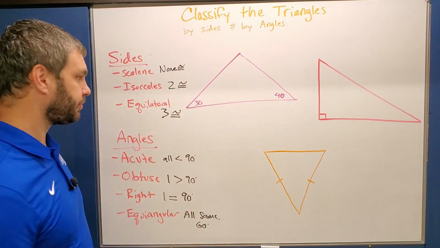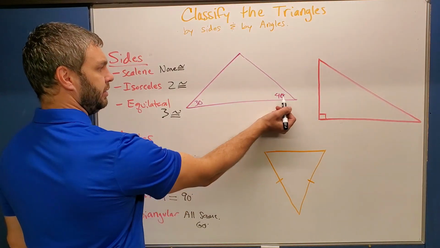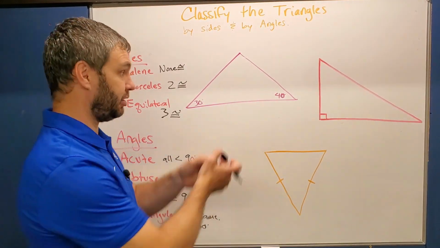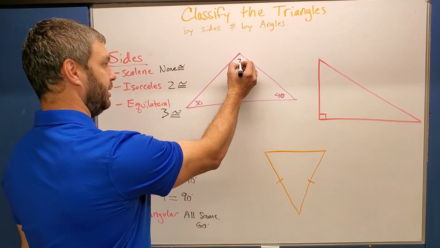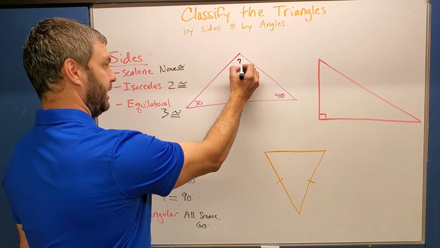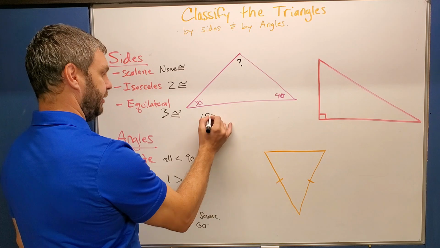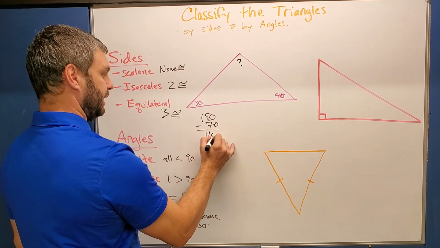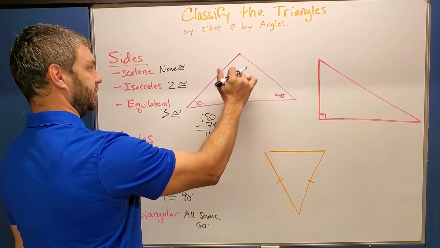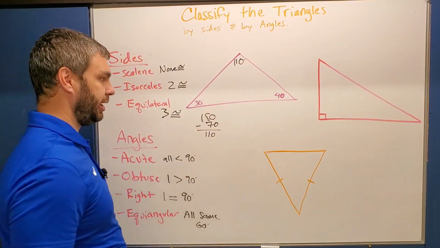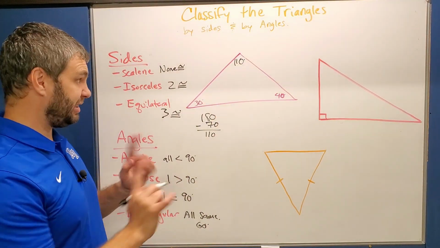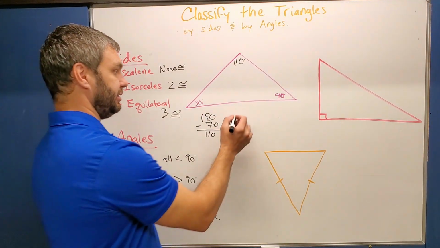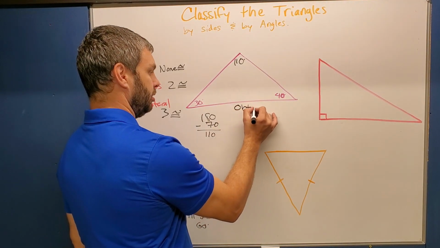Let's try this first one. Here I have a 30 degree and a 40 degree angle. So that's currently 70 of the 180 degrees that are used up. And I need to know how many degrees are in this top angle. Well, if I have 180 and I subtract the 70 that I've used, that leaves me with 110 degrees for this top angle, just like that. And because of that, that is definitely bigger than 90 degrees. So one classification is going to be that this is obtuse.